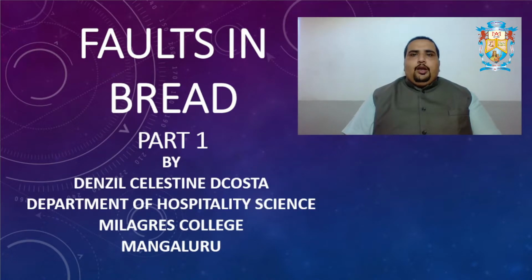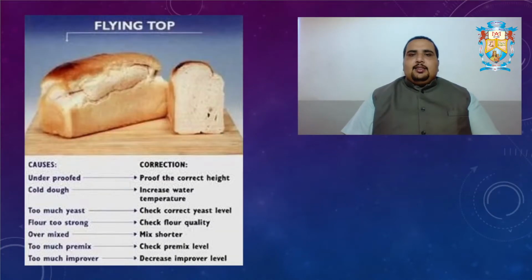So today we will go towards the first fault in bread, that is flying top. Now what do you mean by flying top? As the picture suggests, the top of the bread, that is the crust of the bread, is risen above the required level and is separated from the main body of the bread.